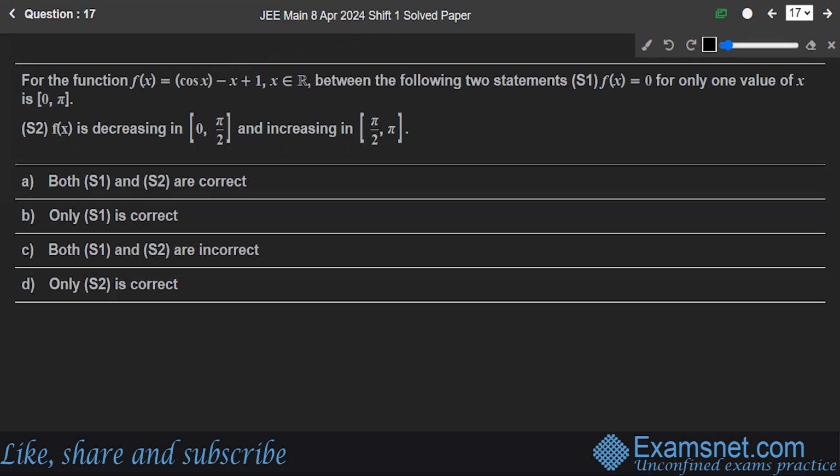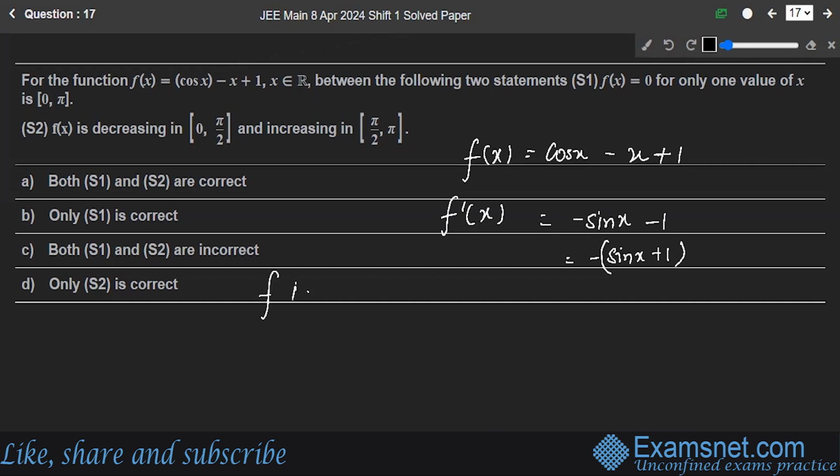Fine. So first thing, the function is cos x - x + 1. So the derivative is -sin x - 1, so this is -(sin x + 1). You know, sin x lies between -1 and 1. So the maximum negative value it can have is -1, and the maximum positive value it can have is 1, right? So in any case, this is negative, so f is a decreasing function for all x belonging to the real numbers.